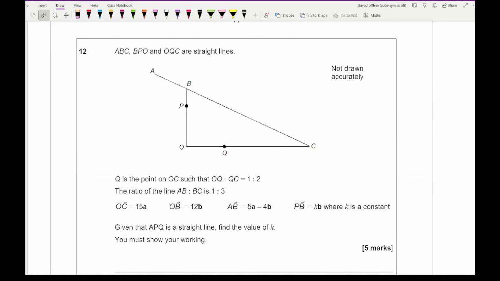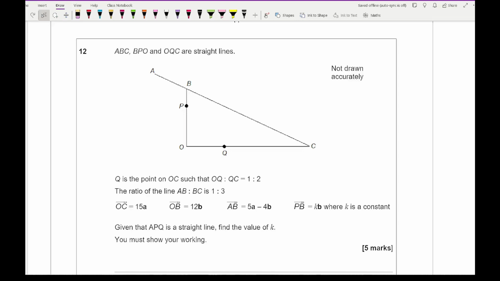So then moving on to our last question, it says ABC, BPO and OQC are straight lines. Q is the point on OC such that O to Q to C is in the ratio of 1 to 2, and the ratio of the line AB to BC is in the ratio of 1 to 3. OC is 15A, OB is 12B, and AB is 5A minus 4B, and P to B is KB. Given that APQ is a straight line, find the value of K. You must show your working out, and it's a 5-mark question.